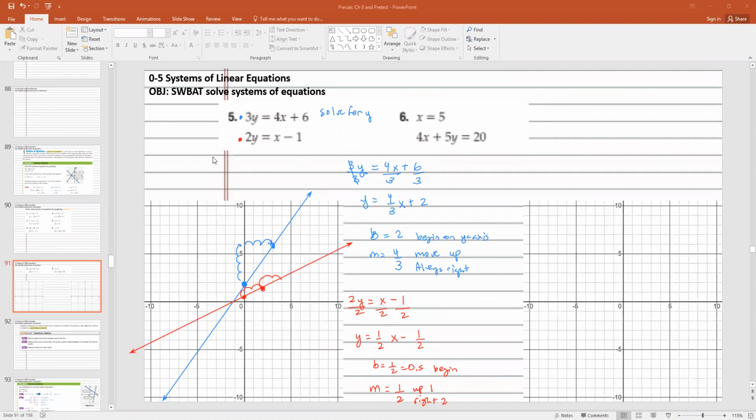Ta-da! Another perfect graph. Good job, Mr. T. Never mind, I was just joking.